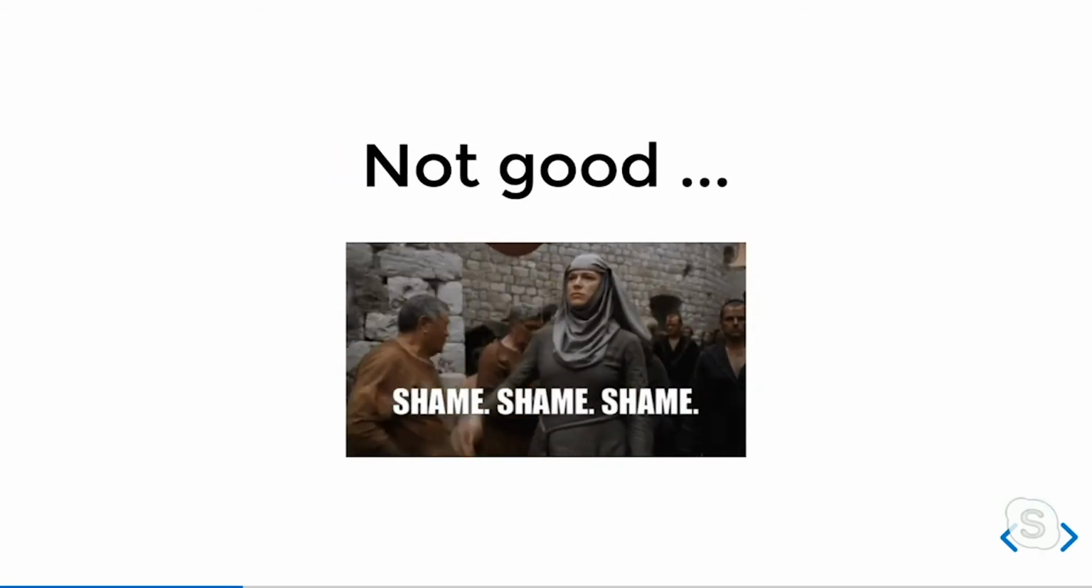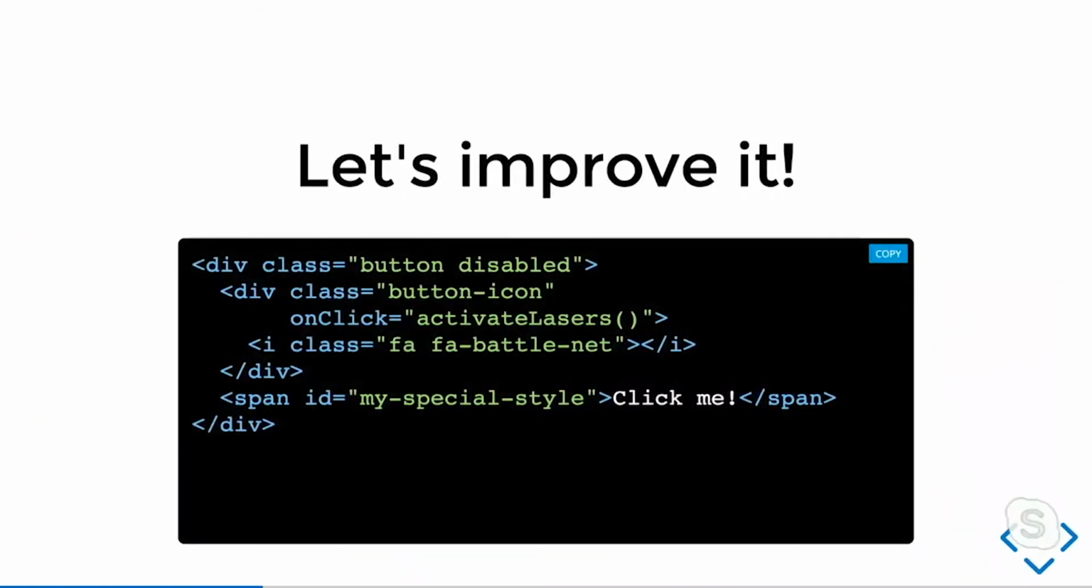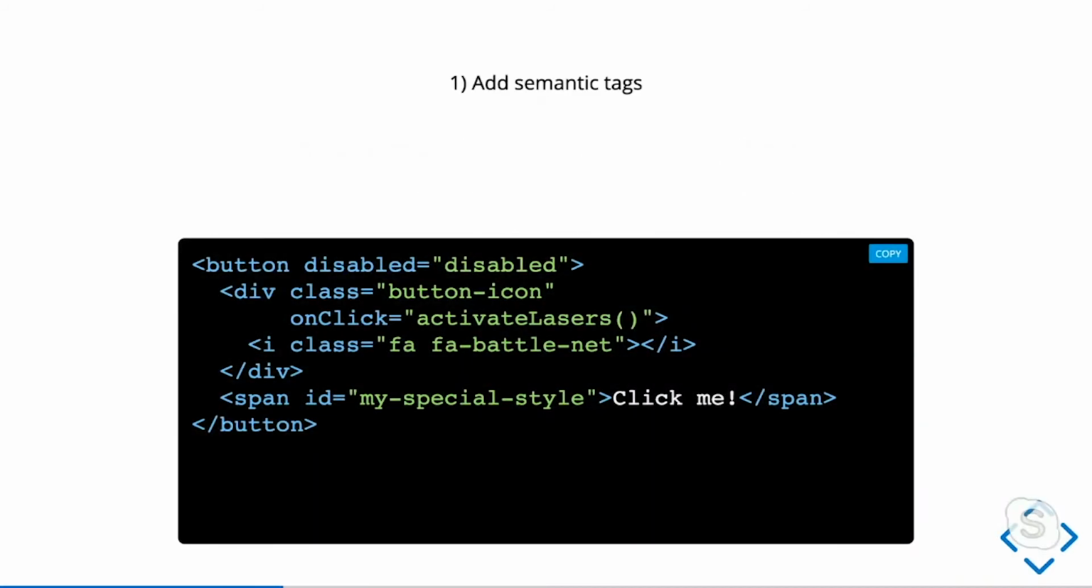So we should do better. We can improve it. I have several steps here. We should add a semantic tag, which is the correct choice for this one. That's the button you mentioned. So we will replace the wrapper, the parent div, with the button. Just because of this step, we already gave it some meaning. Every single screen reader and every single search engine or bot will know that this is a button. It will trigger some action and so on.